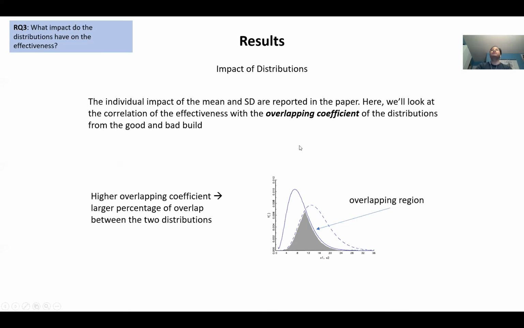Okay, so the overlapping coefficient is basically the region of overlap, or the percentage of overlap, between two different distributions. As it says here, the higher the overlapping coefficient is, the larger the percentage of overlap is between the two distributions. And what we care about here is the overlapping coefficient between the good distribution and the bad distribution.